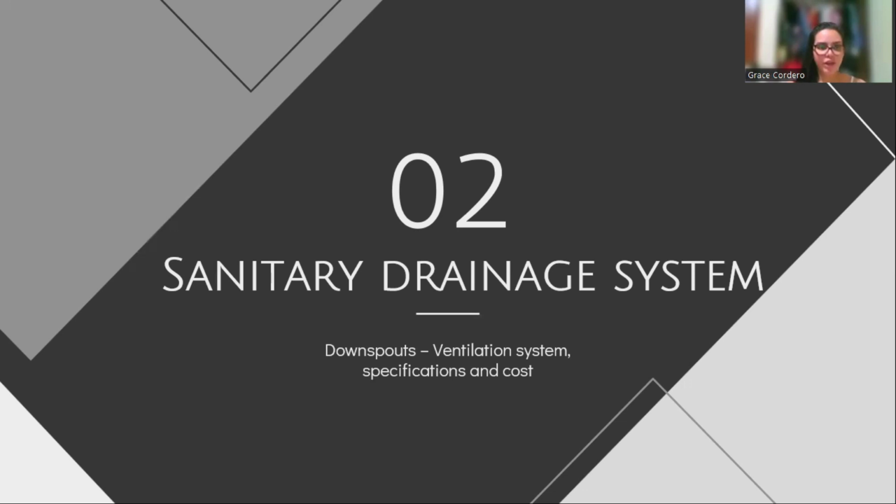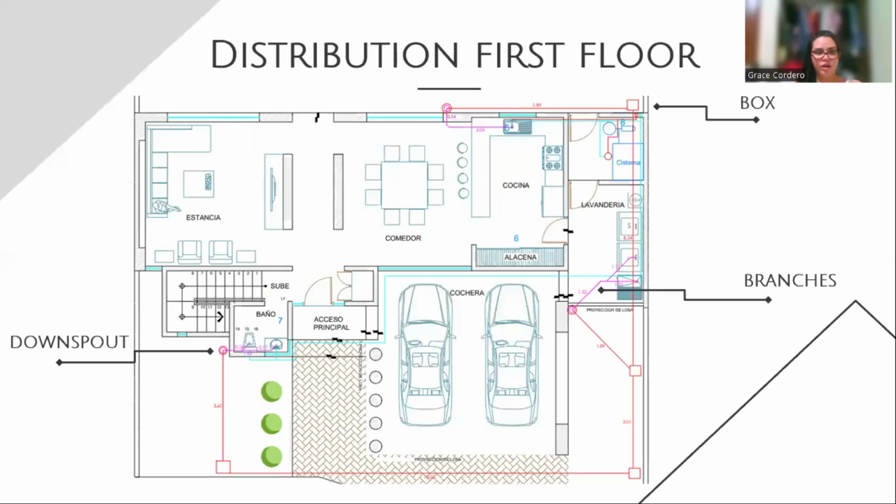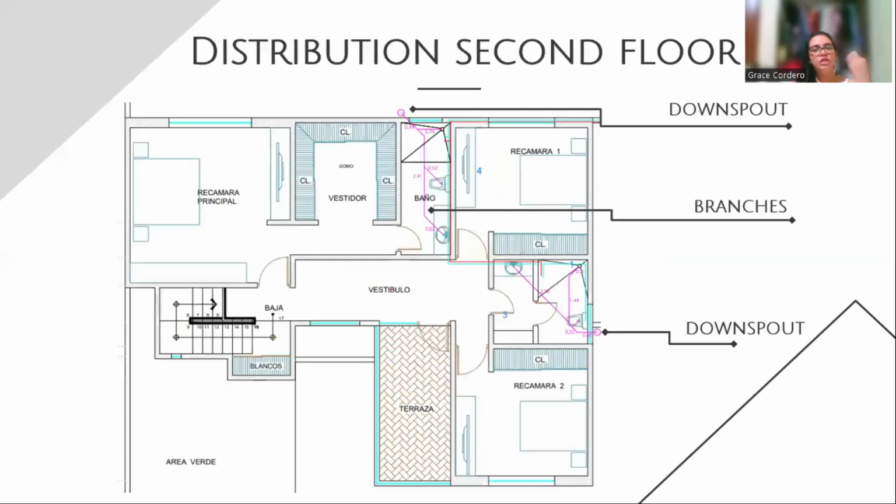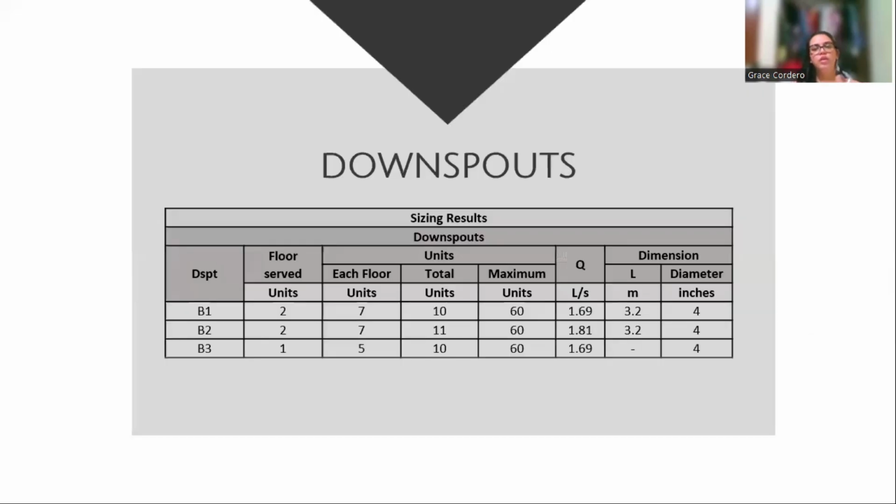Hi, my name is Grace, and today I will be talking about the sanitary drainage system. The drainage systems require the location of downspouts, which will be located along the multiple fixtures that need to discharge water. In the next figures, we can observe the distribution of the sanitary drainage system for this project. On the first floor, 3 downspouts are serving, but on the second floor, we only have 2 downspouts, one in each bathroom respectively.